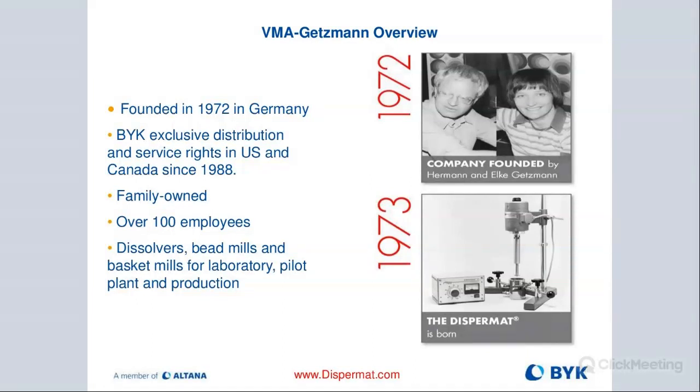The only component that some of these customers had to replace that are still running on the original units was actually the control box that you can see right here. That's the original one, so they updated those. We had a number of customers recently that did that, but they're still running, believe it or not, on the original Dispermats. BIC has had the exclusive distribution rights for US and Canada since 1988.